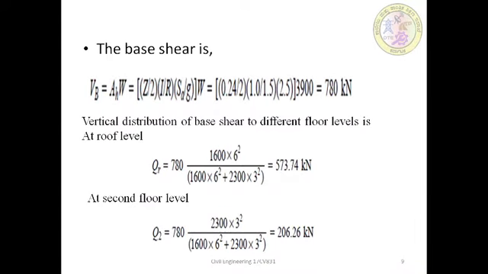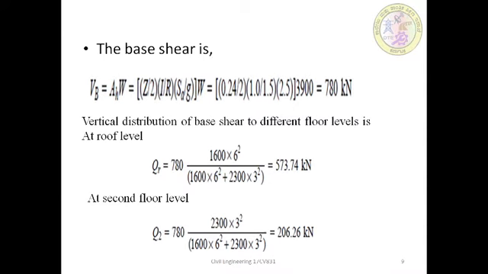So now, how is the base shear to be calculated? The base shear VB is equal to Ah into W, where Ah is nothing but Z by 2 into I by R into Sa by g, into the total weight W. If you substitute Z as 0.24, I as 1 and R as 1.5, Sa by g as 2.5, and weight as 3900, the base shear is calculated as 780 kilonewton.